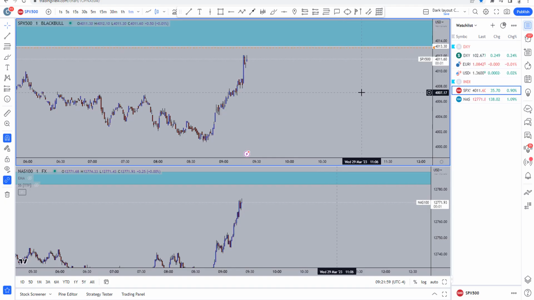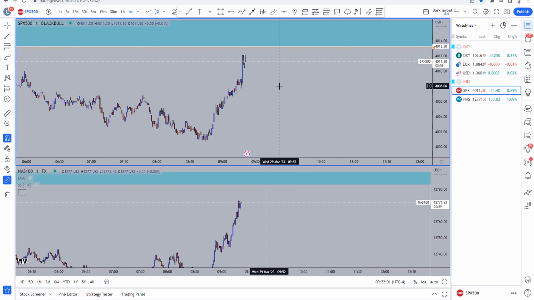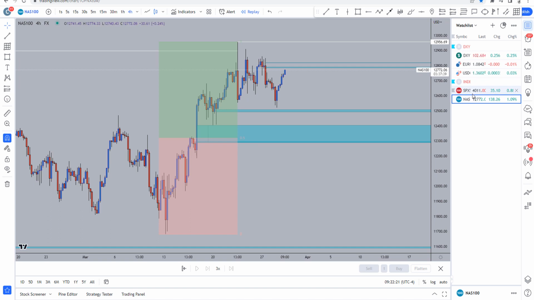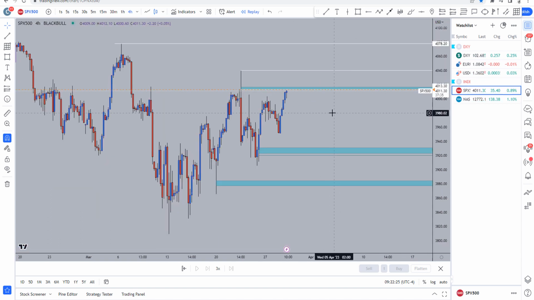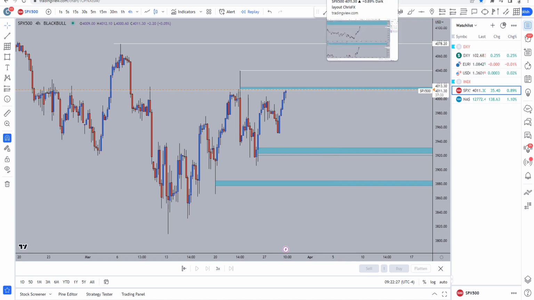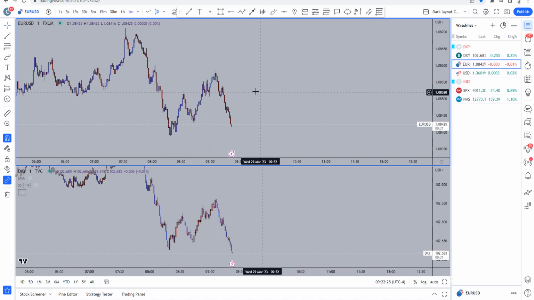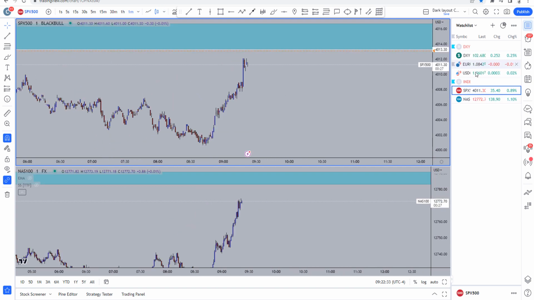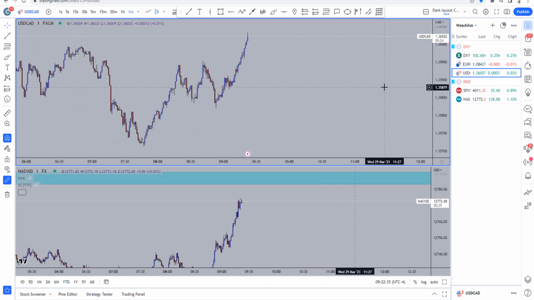Hello traders, this is another live prediction video. I have two very specific points of interest on SPX 500 and on NASDAQ. Right here, as you can see, those are the points of interest where I am going to potentially take price lower. Furthermore, I have those points of interest on USD CAD, as you can see right here.